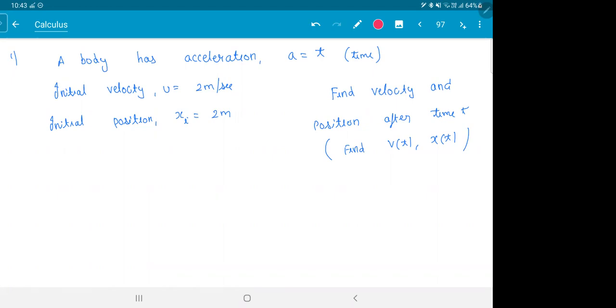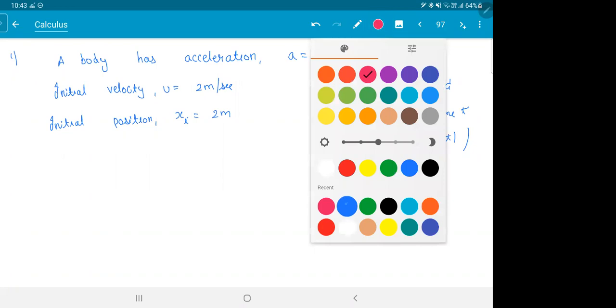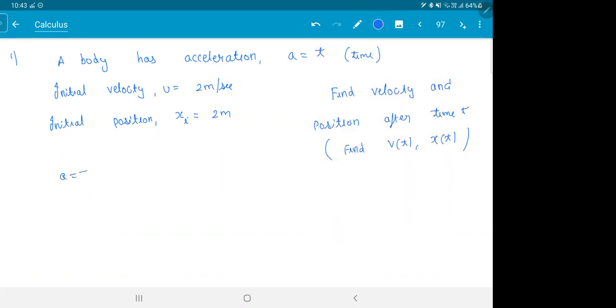Let me help you with the first part. A is equal to t. What is a? dv by dt. The steps are the same. Send dt that side. So dv is t dt. Now integrate on both sides. You get integral dv is integral t dt.